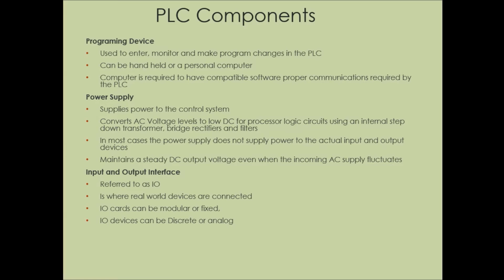The other component is our power supply. It supplies power to the control system, converts AC power levels to low DC for processor logic circuits using an internal step-down transformer, bridge rectifiers, and filters. In most cases, the power supply does not supply power to the actual input and output devices. It maintains a steady DC output voltage even when the incoming AC supply fluctuates.